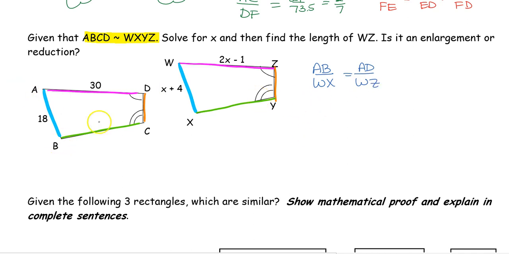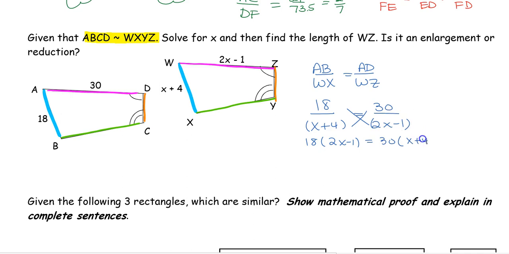So I can write AB, which is 18, corresponds to x plus 4, and 30 over 2x minus 1. So I just wrote a proportion using the ratio of two corresponding sides. Now we solve this proportion, which we know how to do. So it's 18 times 2x minus 1. Remember, anytime there's more than one number, we put parentheses around it, equals 30 times x plus 4.